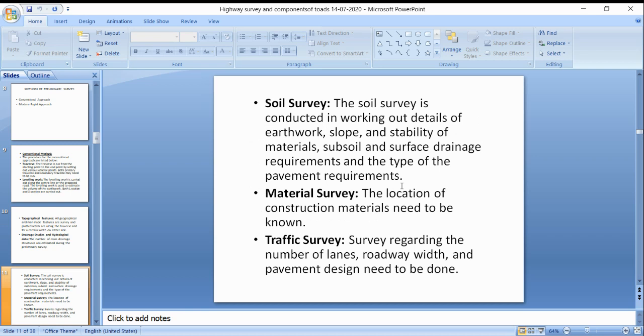Next comes soil survey. The soil survey is conducted to work out the details of earthwork, slope and stability of the materials. Here we have to see the estimation of earthwork, and also the slope, so how much gradient we have to keep, and the stability of the material. Which type of material and what size we have to use as sub base material, we also have to see here, and also subsoil and surface drainage.